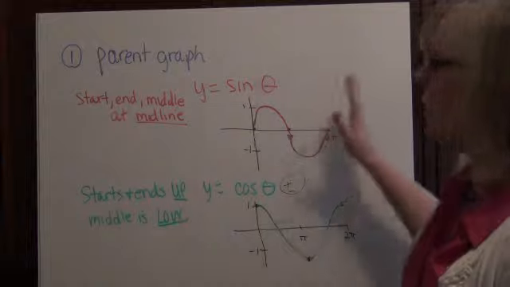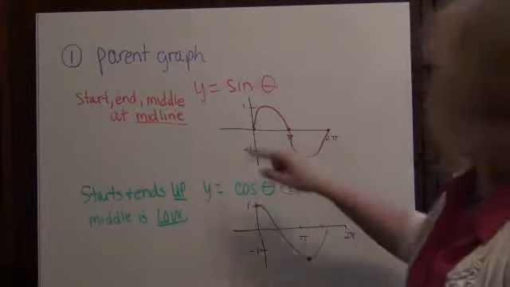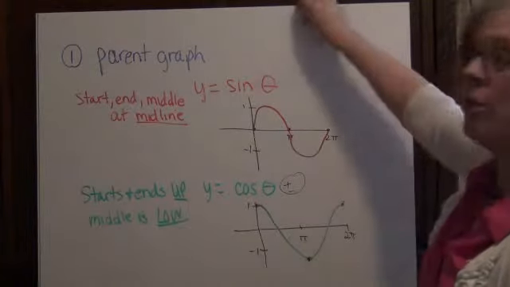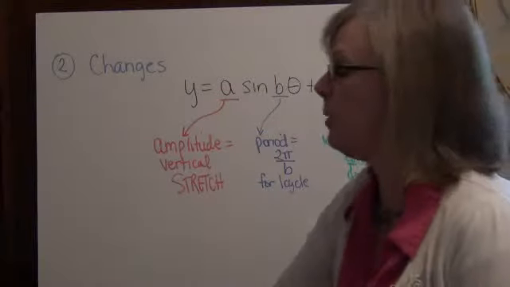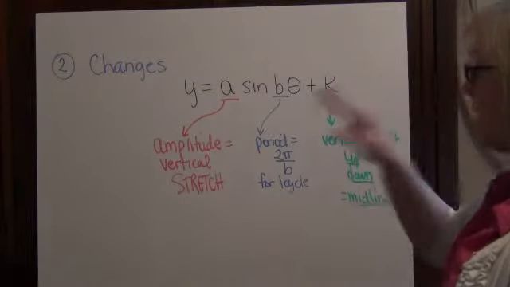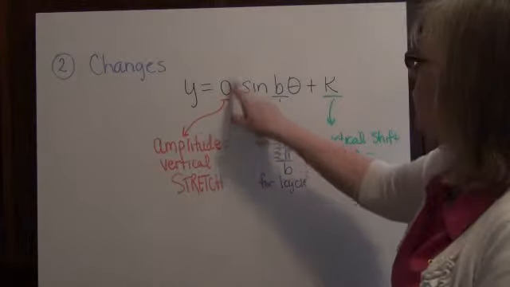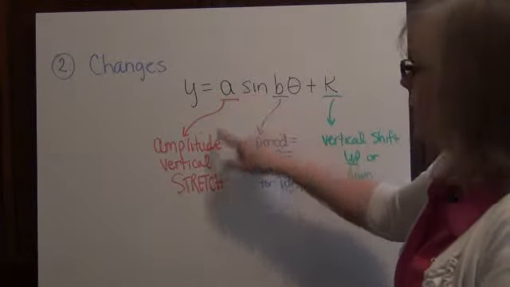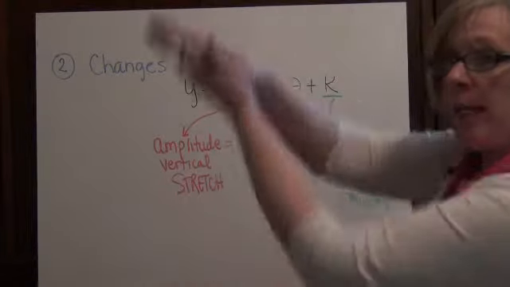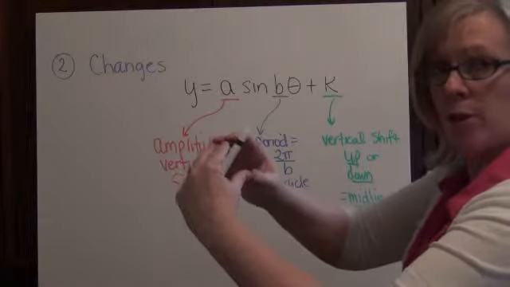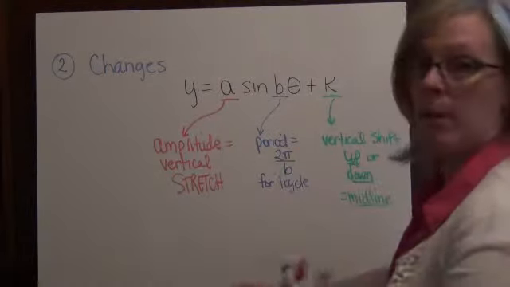Okay? So once you're comfortable with the parent graphs, which you should definitely write down and look at and familiarize yourself with, the curves, then we can start talking about changes to the parent graph, which is what all of your problems and applications are going to be. So in this equation, you can see what each part does to the graph. If there's a number in front of the sine, that affects the amplitude, which is the vertical stretch. Not necessarily picking it up and moving it up and down. It stays centered in the center, but it becomes taller and longer above and below.